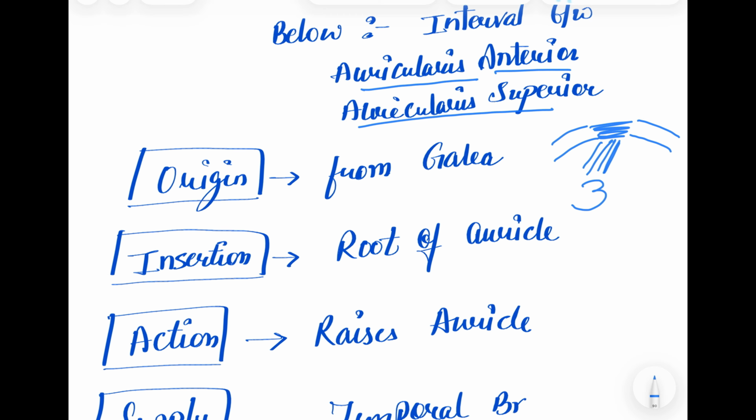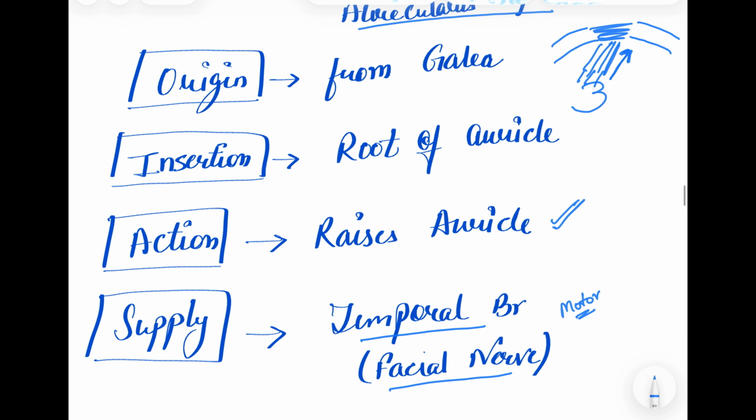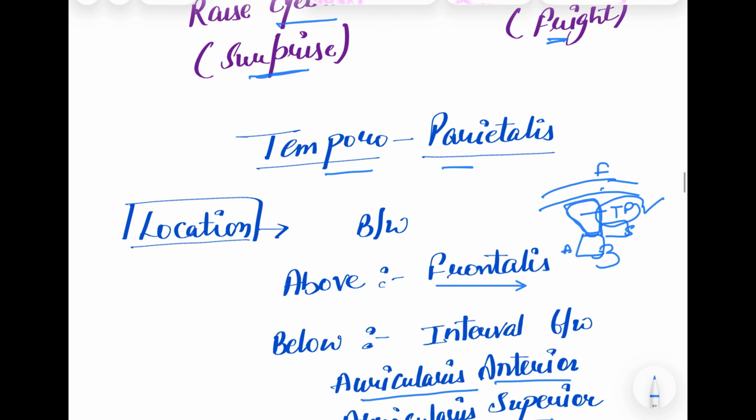For the insertion, this is my auricle, so it is basically inserted into the root of the auricle. What it is going to do, the fibers are going to pull it like this, so it's going to raise my auricle, right? And for the supply, it is the temporal branch of the facial nerve, which is again a motor nerve. So this is my temporoparietalis muscle. So we talked of temporoparietalis muscle and fronto-occipitalis muscle.